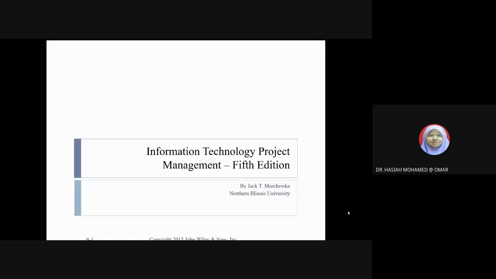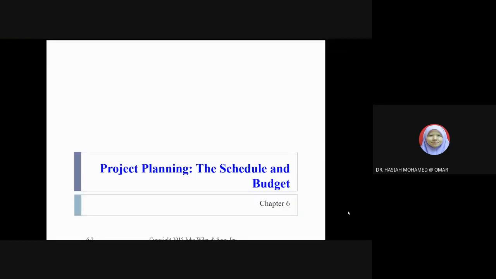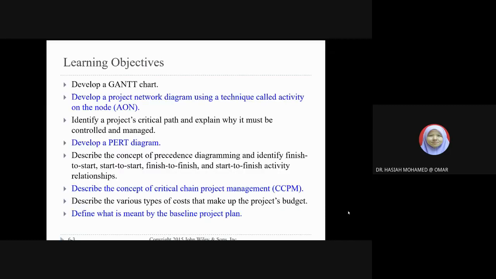Let's take a look at chapter 6, which is about project planning, the schedule and the budget. What you need to know in this chapter is how we can develop a Gantt chart. For your information, you can get the Gantt chart template in Excel, or you can use any project management tool such as Microsoft Project, and lots of free tools that you can download from the internet.